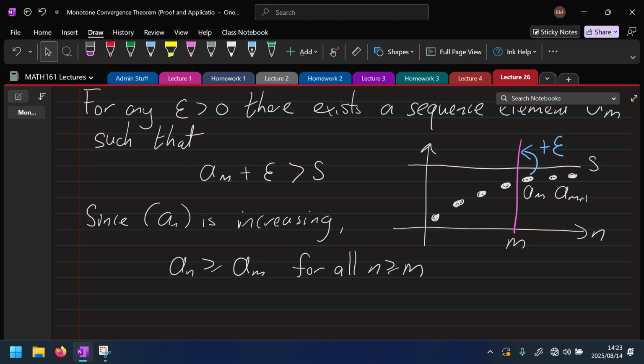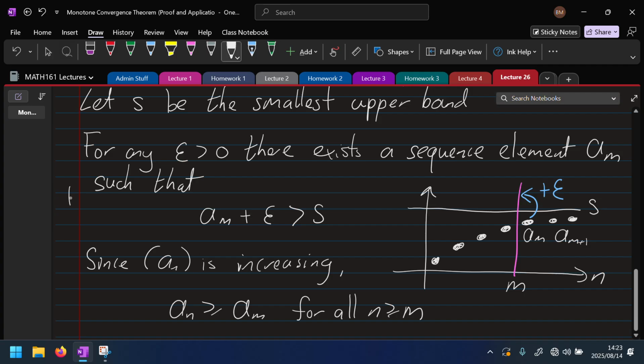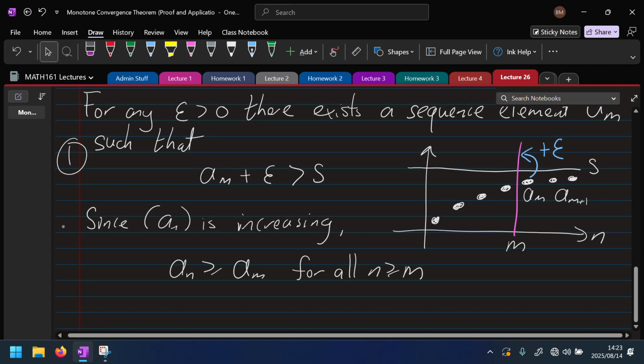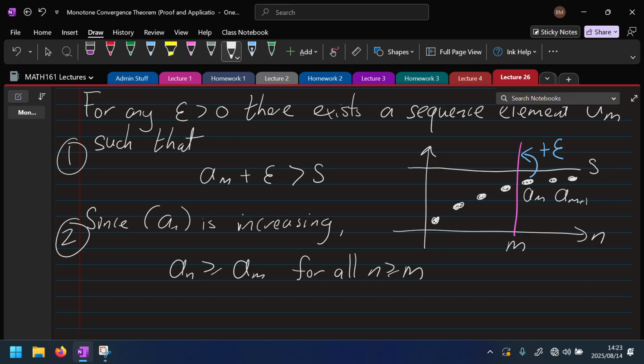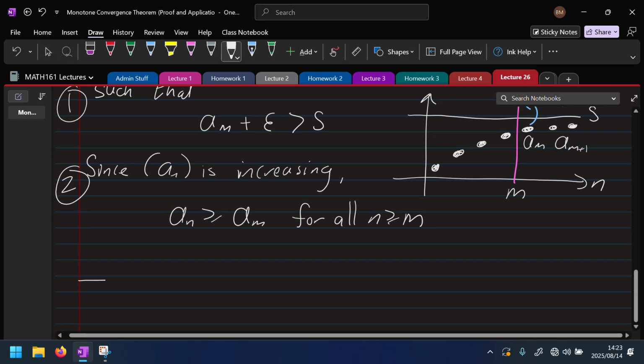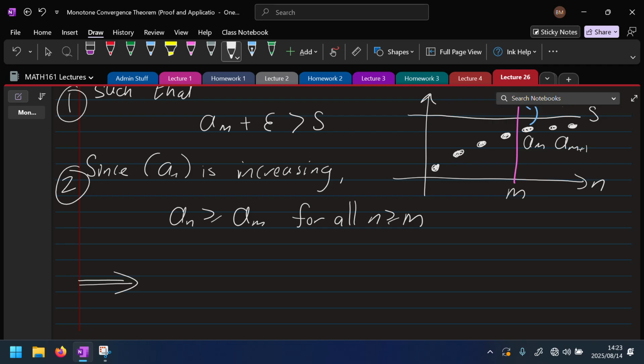No. Okay. So here we've got our part 1 and 2. Part 1 is from it being bounded above, and part 2 we know from it being increasing. So let's put the two things together. Using 1 and 2, we can write the following inequality.